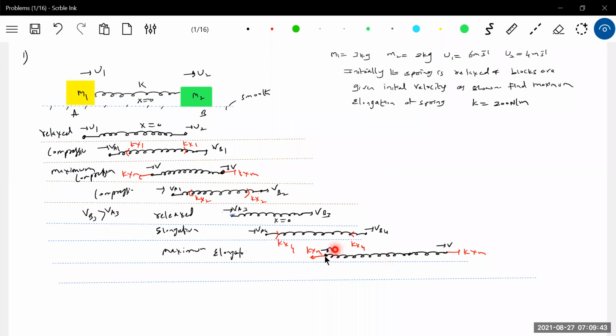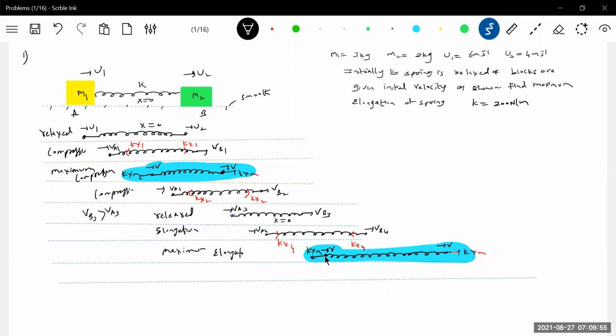So at maximum elongation or compression, I am more interested in this condition: both the ends of the spring must have common velocity. So how to calculate this? What is the net force acting on the system along the x-axis? Just make an observation. Everywhere kx2, kx2, kx4, kx4, kxm, kxm, kx1, kx1. So the net force acting on the system along the x-axis is 0. So therefore momentum is conserved.